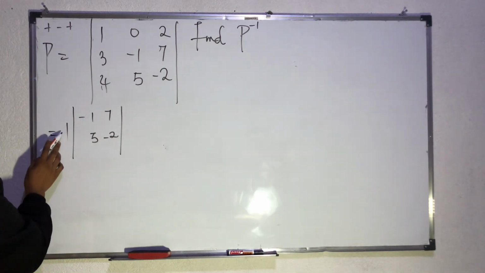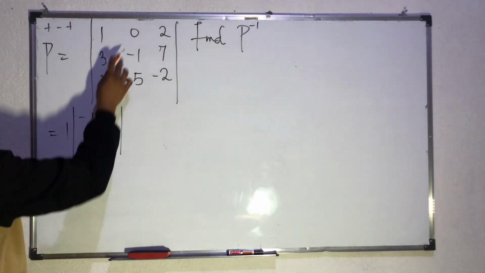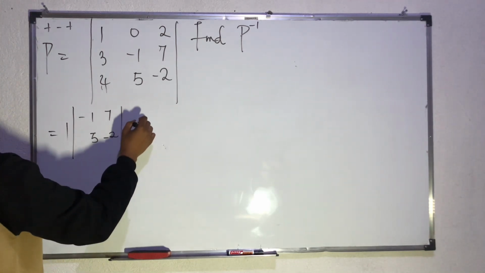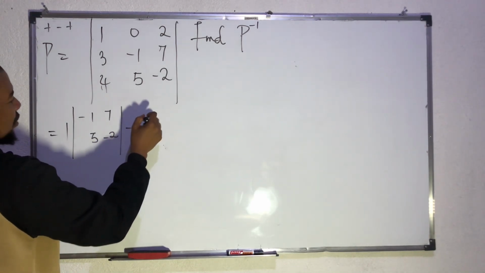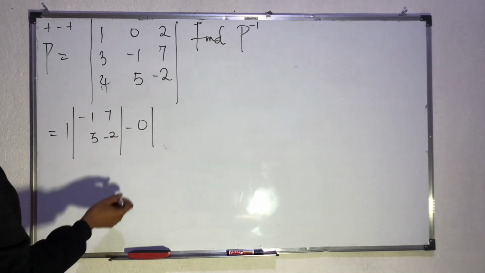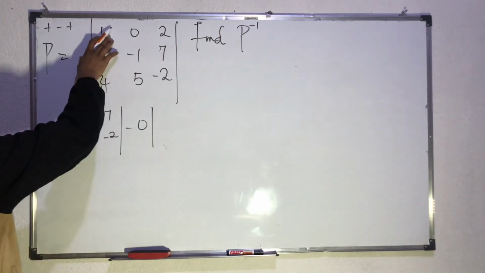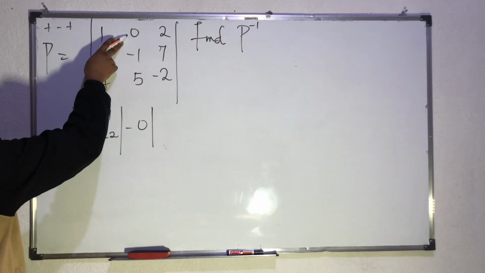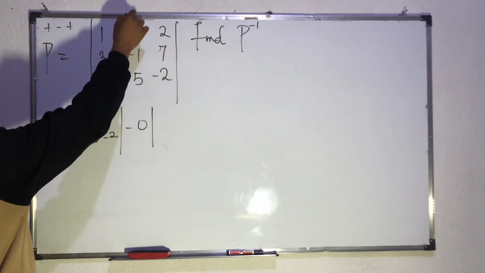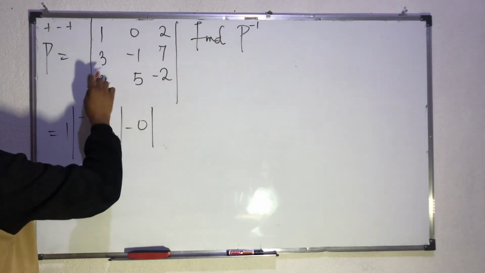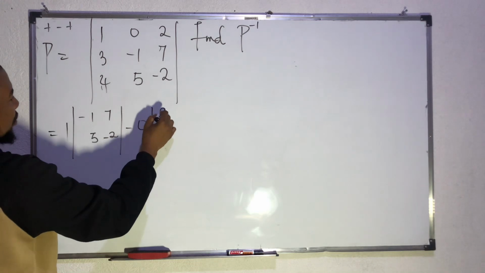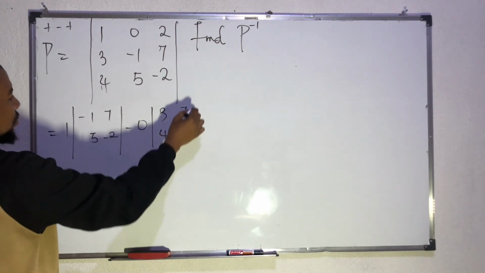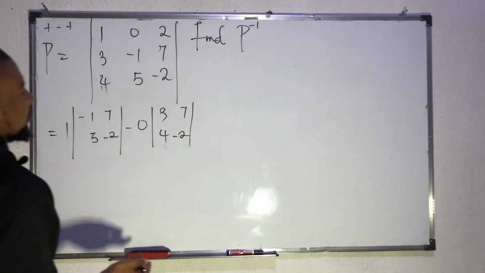If the first one is a plus, because this is a positive 1, the second number is going to be a negative. Therefore, we'll have a negative 0, right? And to find the matrices for this second number here, we're going to hide the row and the column. If we do that, we'll have 3, 4, 7, negative 2. This is for the second one.